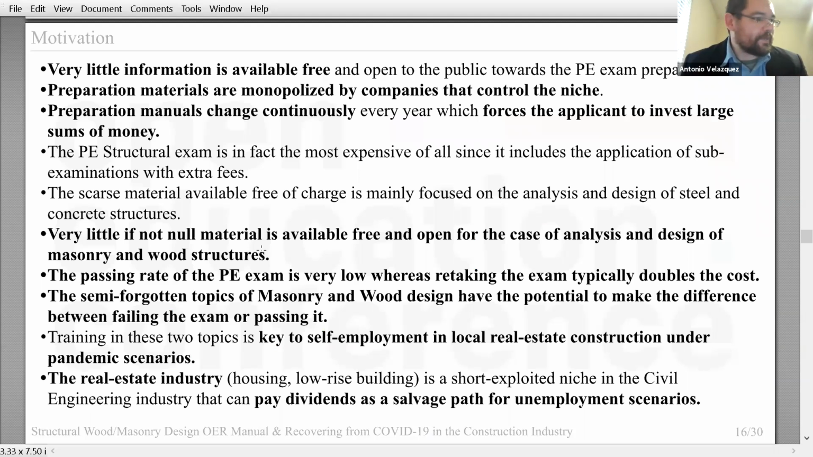The motivation, very quickly, because I don't have time. Little information is available for free. There are almost no free instruments to help these people out. Preparation materials are monopolized by these companies. There are like 3 or 4 companies that really control the exam, and they offer very expensive packages for the open public to take the exam. So it's very controlled, like a cartel, a group of people who want to keep the whole thing. So we want to open resources, open the gate for everyone, not only for these monopolized companies.